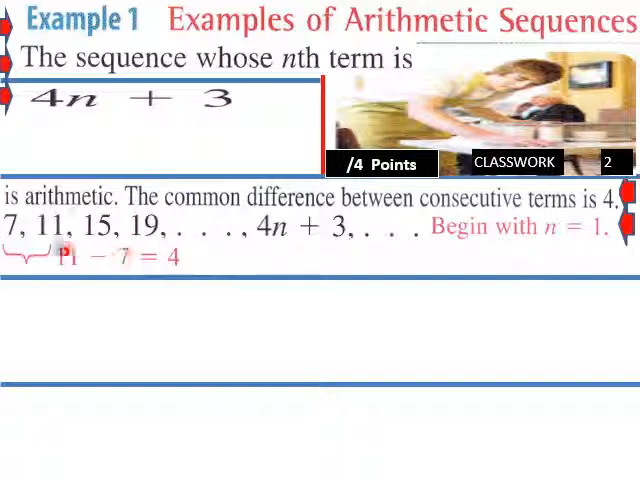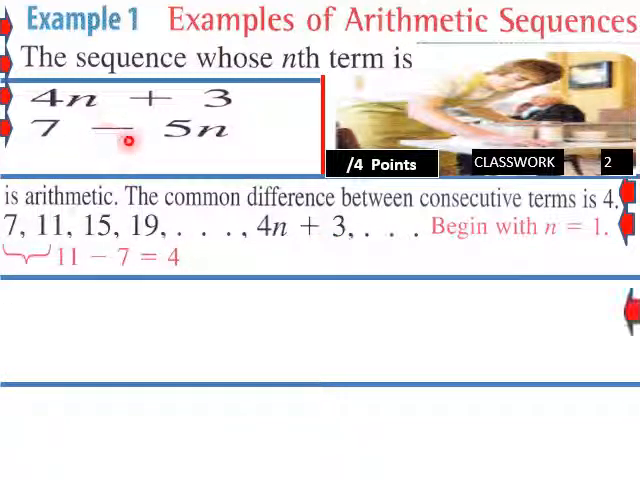So begin with n equals 1. Here's an example: between 7 and 11, you have a difference of 4, do you not? So 11 minus 7 is 4, 15 minus 11 is 4, 19 minus 15 is 4, etc. So when you begin with 1, your terms would be the output when you begin with 1.